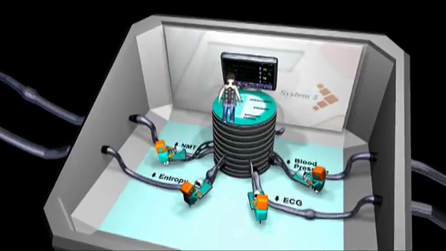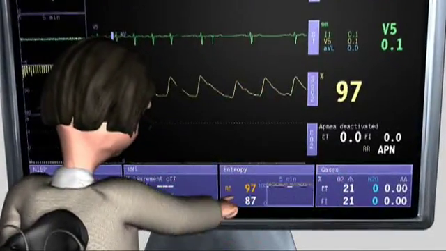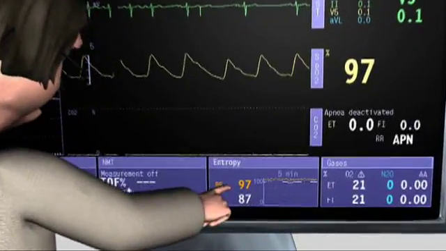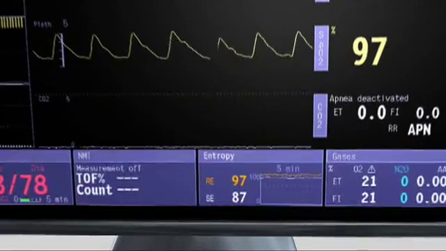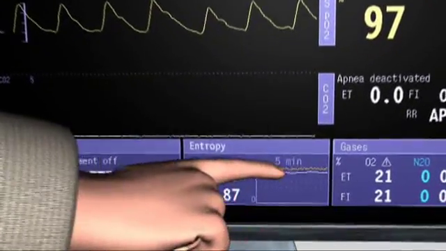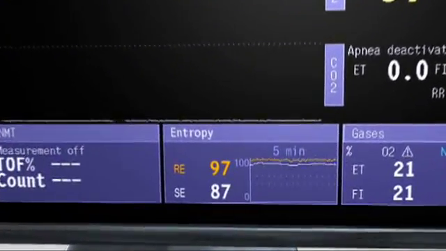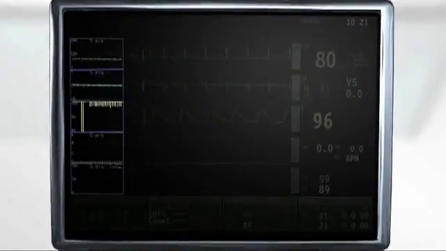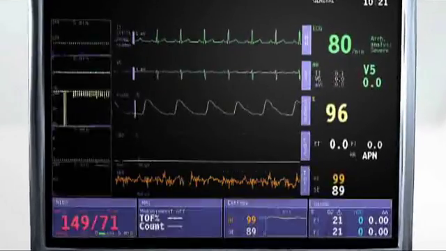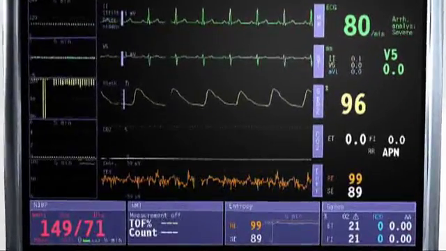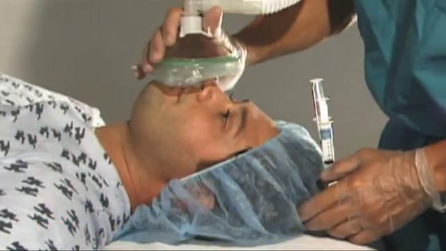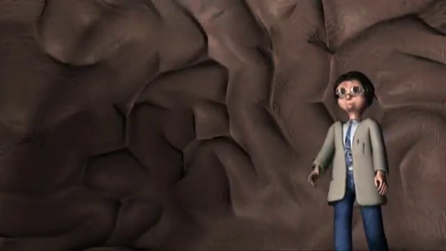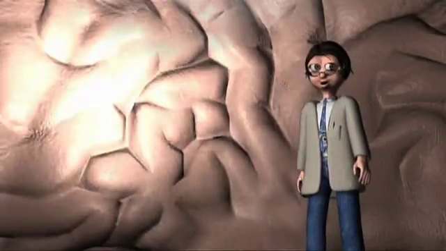That's how we display the entropy calculations. The RE is shown in orange and the SE in white. Since the patient is awake, the muscle activity makes the RE a bit higher than the SE. The numbers, trends, and also the raw EEG waveform can be shown along with other information on the display. Hey, they're about to give anesthesia. Let's see what happens. Look, here comes the anesthetic gas.